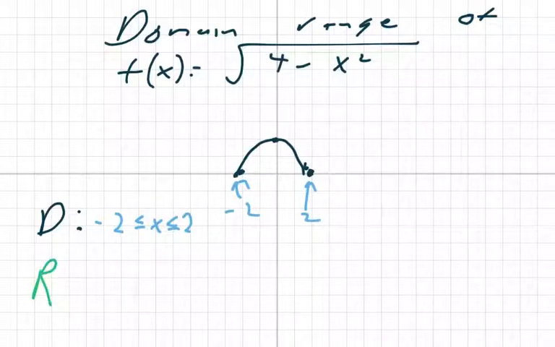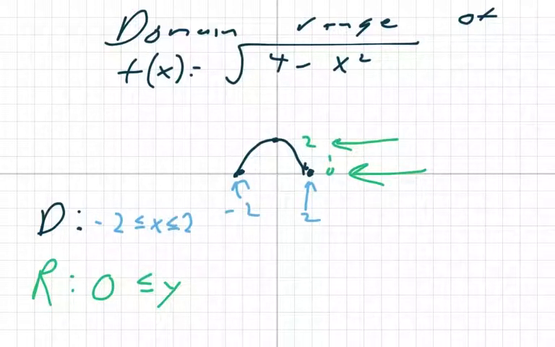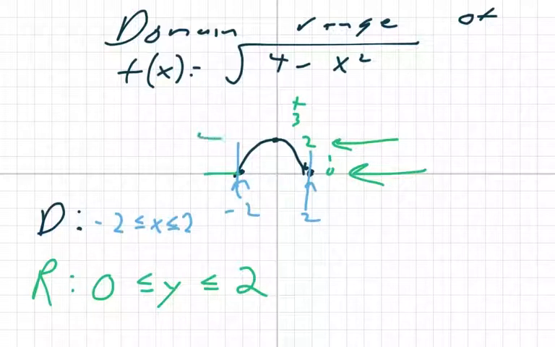The range is the y values. The lowest part of my graph is along this line, which is 0. And the highest point on my graph is along this line, which is 2. 0, 1, 2, 3, 4, and so on. So the highest y value that we can have is 2. So when we're looking at domain and range, we're looking at how far left and right it gets, and how far up and down it gets.